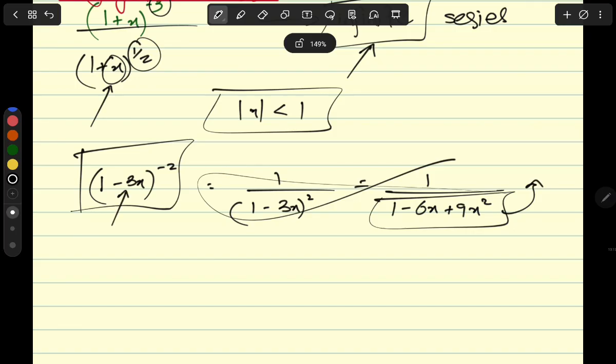This is where accuracy matters. Now Cambridge asks something else. State the range of values of x. Remember, inside the brackets we have minus 3x, okay?